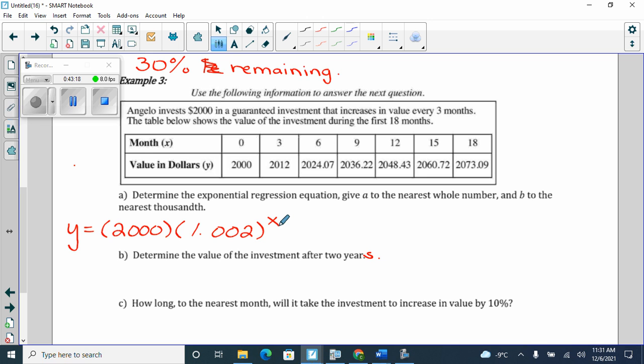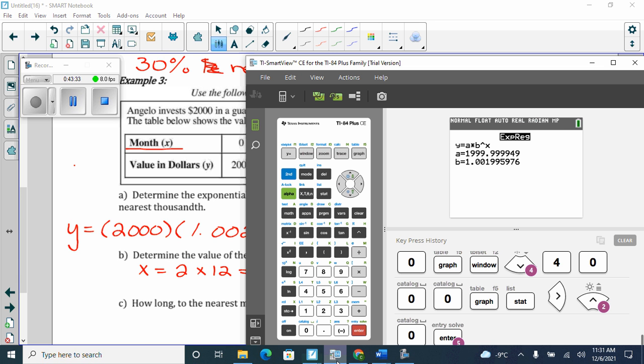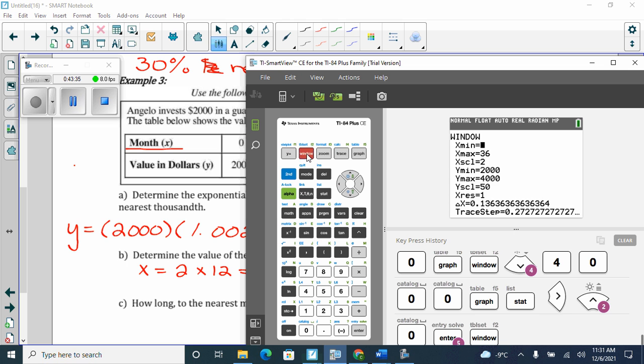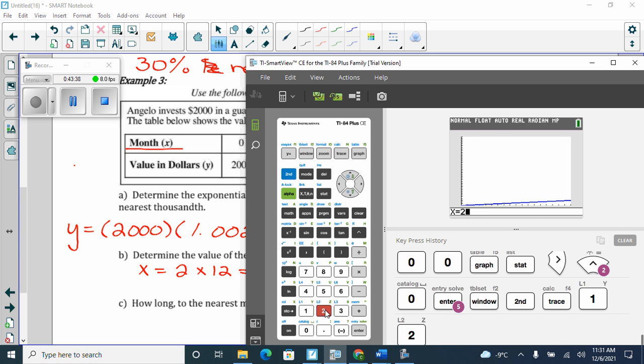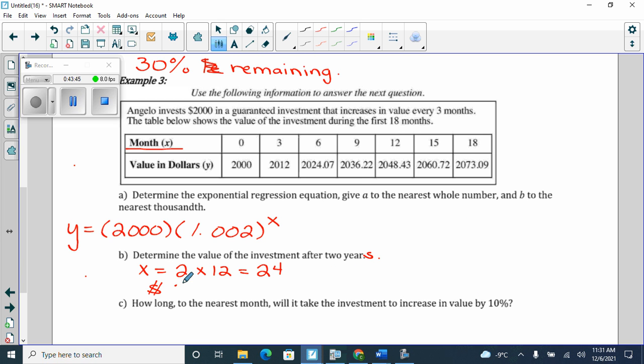So years, wait, it says months. So would x equal 2? No, x would equal 2 times 12, which is actually 24. So you have to read thoroughly. So I go second, trace, value 24. And I get 2,098.04. So you have to watch yourself because it says X is in months, right?